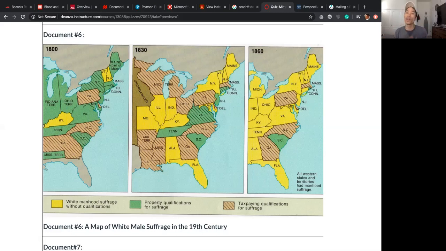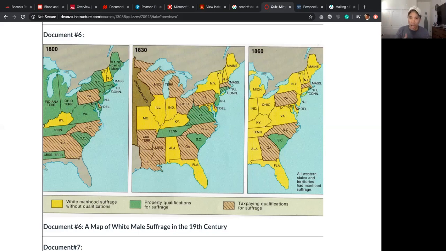Okay. But if you look at the yellow, guys. Okay. White male suffrage without qualification. What it means is, in order for you to vote, all you had to be was two things, right? Male and white. That is it. So if you look at the progression of time, what does that say about the experiences of white men in America? Are they winners? Are they losers? Okay. What does that say?